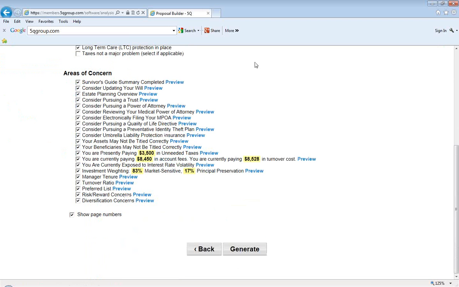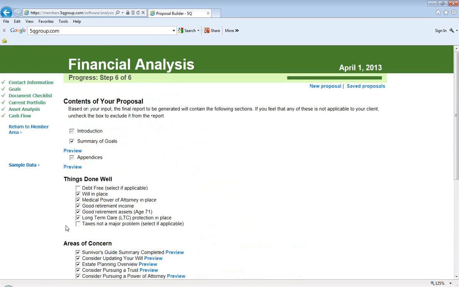It's going to generate that checklist for you depending on what your inputs were. So you may end up with 21 things. I think this shows all 21. You may end up with something less than 21, but then it'll generate a report for you.